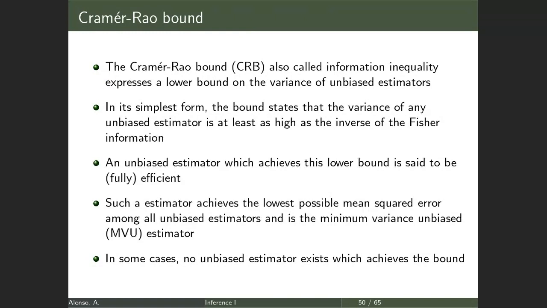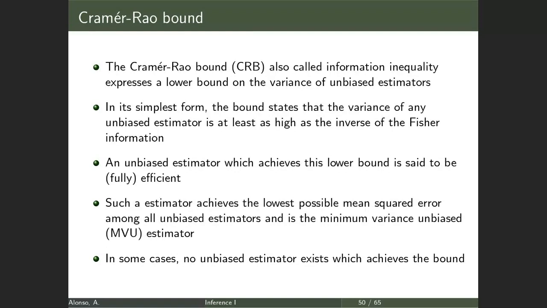Okay, and we're going to enter now the last part of the lecture, the theoretical part. This is called the Cramer-Rao bound. So what is that? It's sometimes called the information inequality. And you will understand later on why we are seeing all this. Well, the information inequality gives a lower bound for the variance of an unbiased estimator.